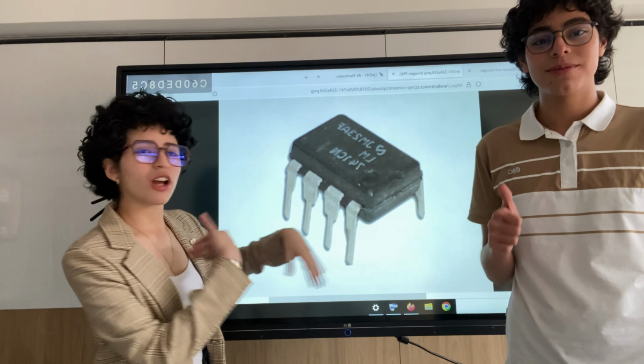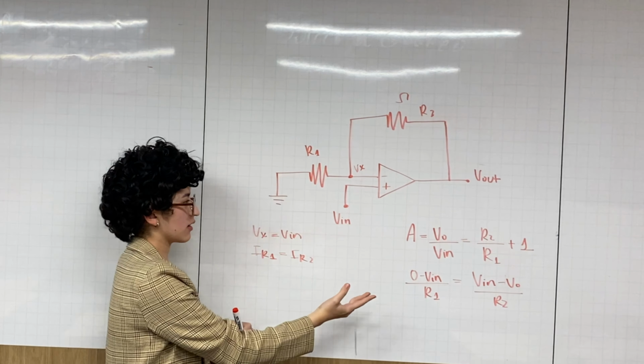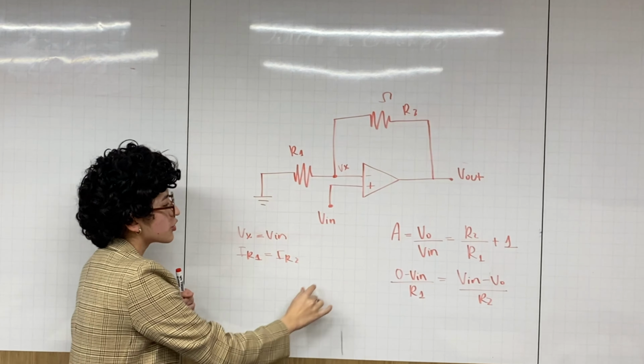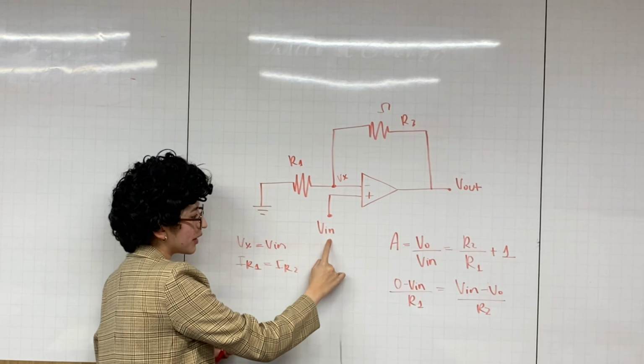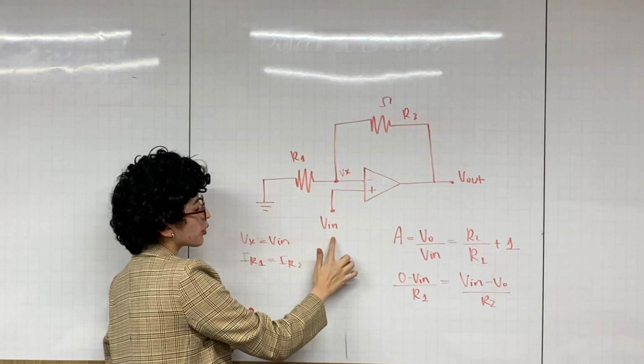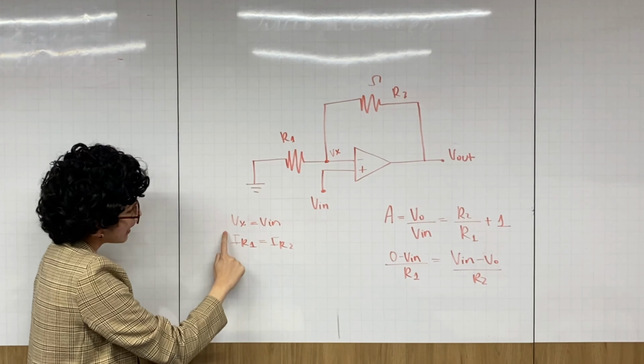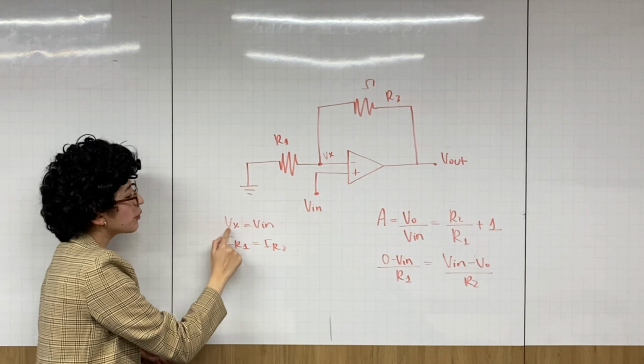In this one, if we get an input signal, we won't have it inverted, but we do have to take into account other things, like the values of the resistors. So from the concept of virtual short, we know that the signal of the input will be the same signal that is present in this node that we're calling Vx.